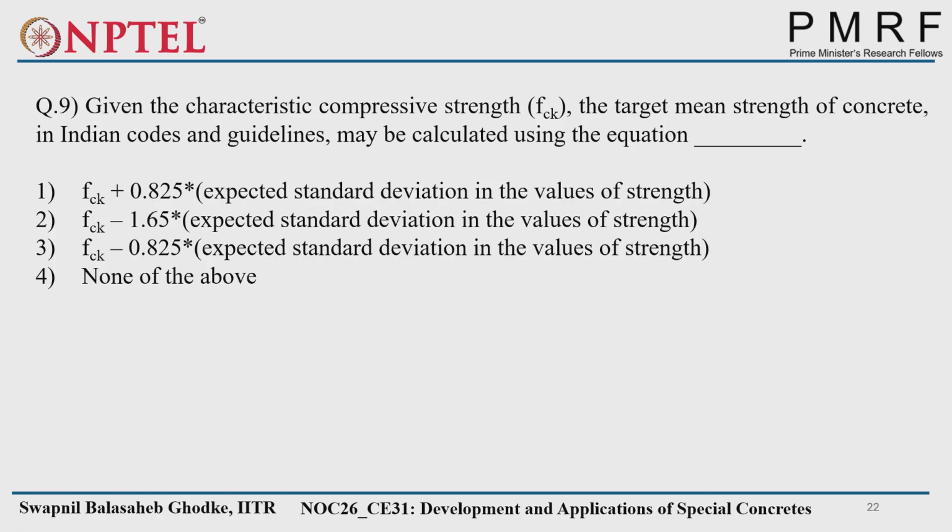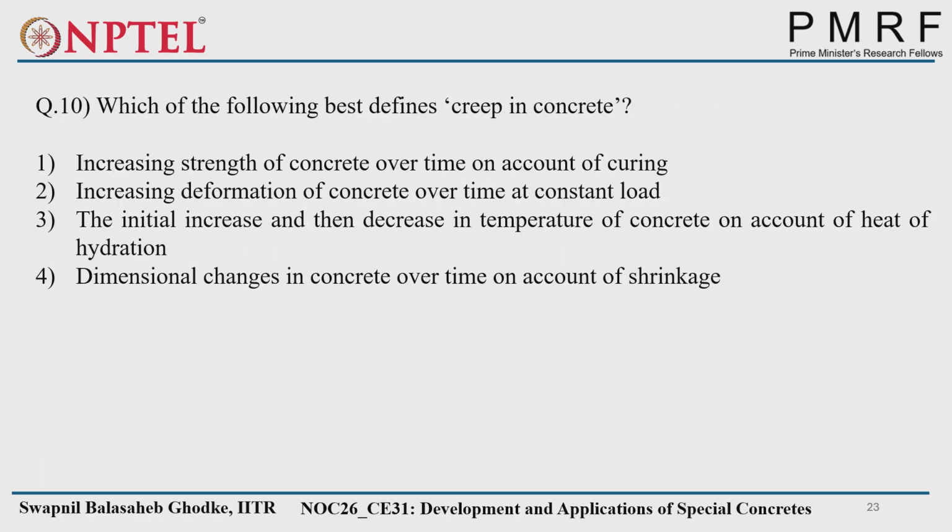Okay, so the next question is: given the characteristic compressive strength FCK, the target mean strength of concrete in Indian codes and guidelines may be calculated using the equation. What will be the equation of the target mean strength? I think everyone is aware of this equation, right? Standard deviation. But FCK plus, but we don't have that option here. So the answer will be none of the above.